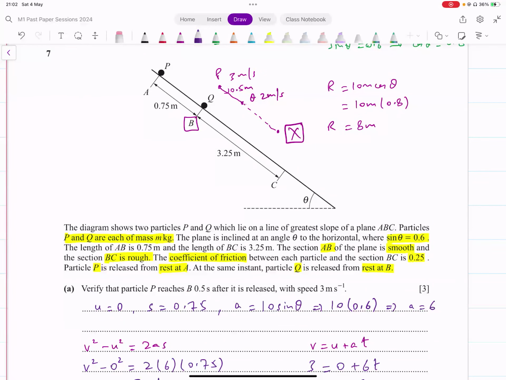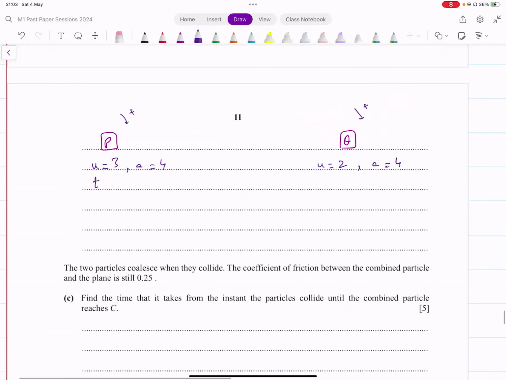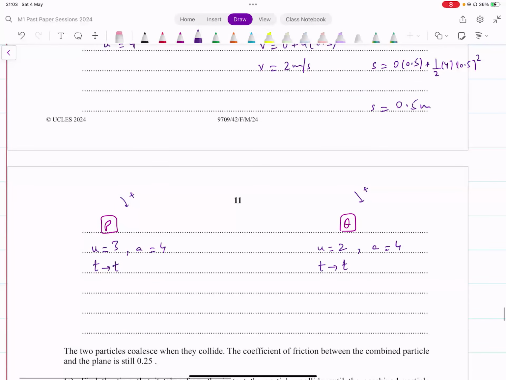But now, since the other things are unknown, what we do is we think about what is common between their journeys. Time is common, right? If we start at this instant after 0.5 seconds, their time taken is going to be the same, right? So if we say time taken by P is T, we can say time taken by Q is also T. So we use variables that are common between them. Time is common between them, right? So that we don't have too many unknowns.